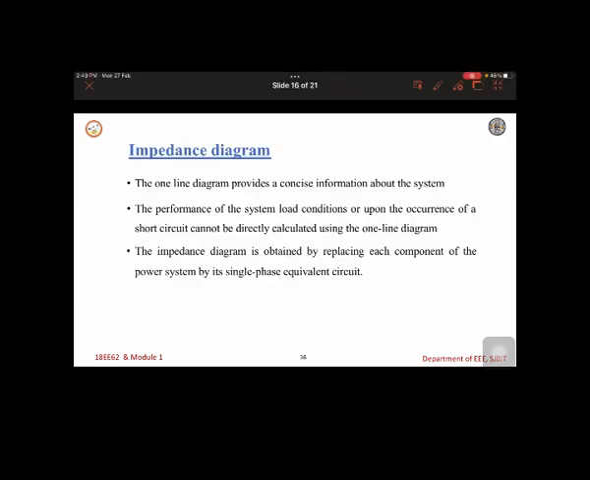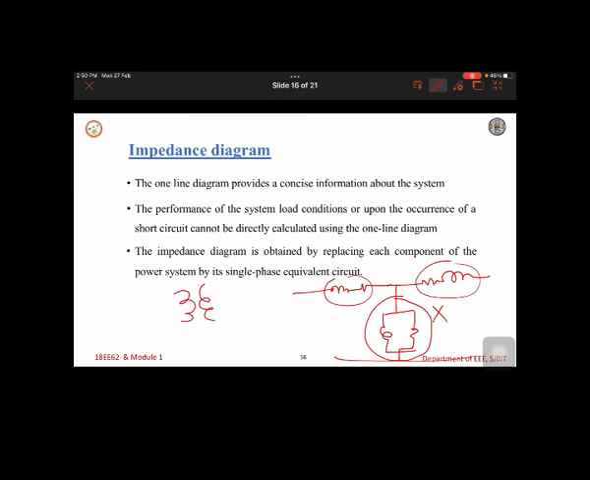For example, if you consider a transformer of this kind, how do we write the equivalent circuit of this? This is the primary side, this is the secondary side, and this is the magnetizing circuit. In the impedance diagram, we neglect the magnetizing circuit. We consider only the primary side and secondary side impedance.